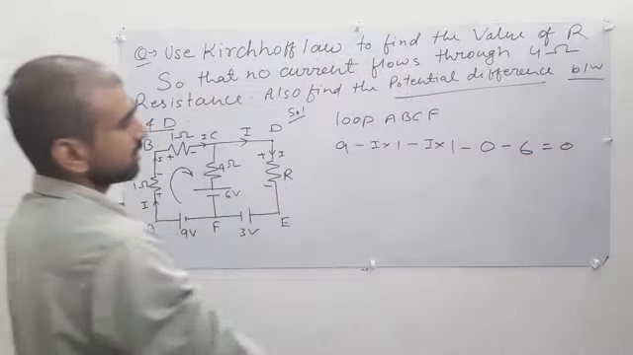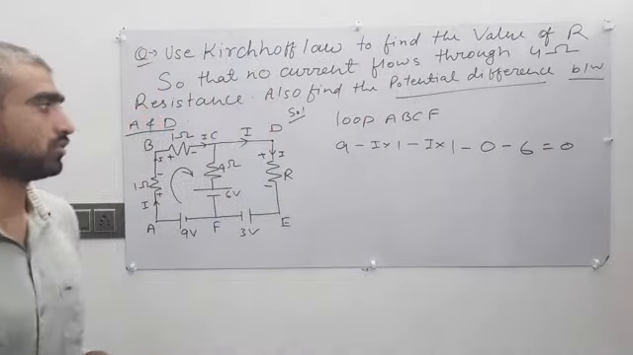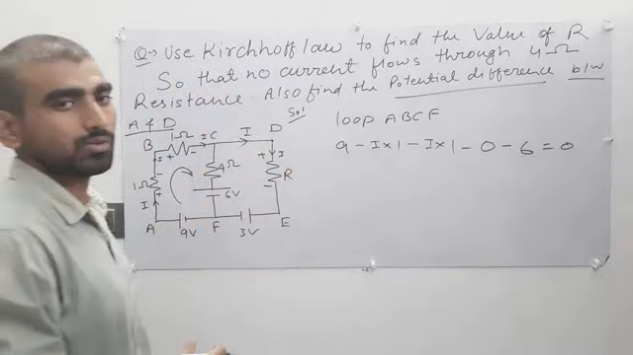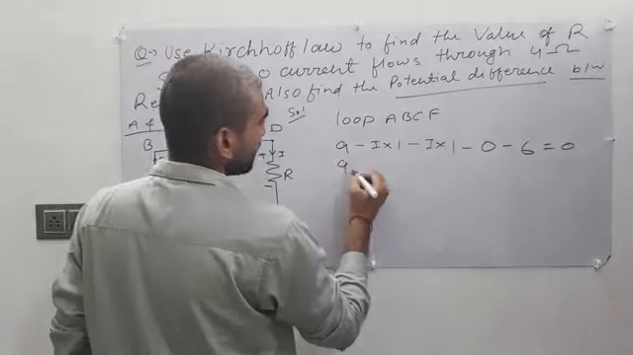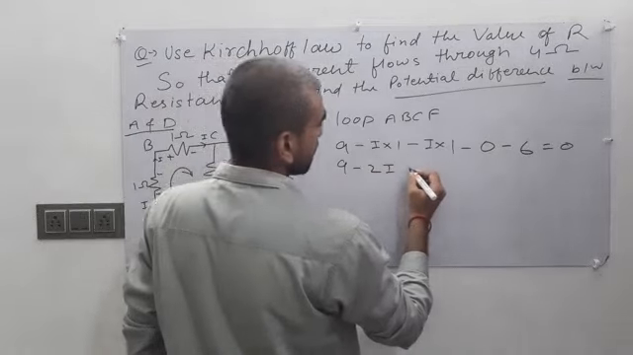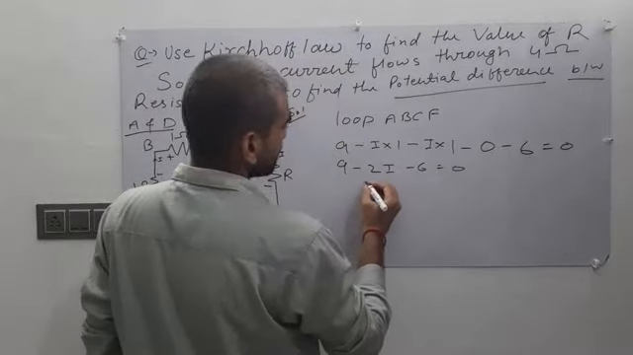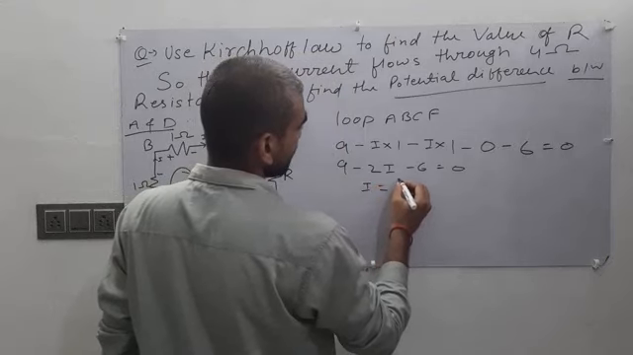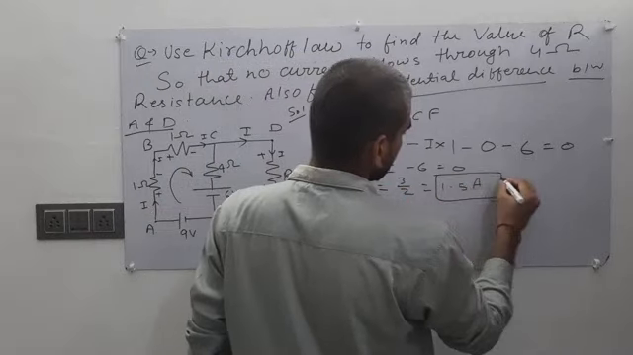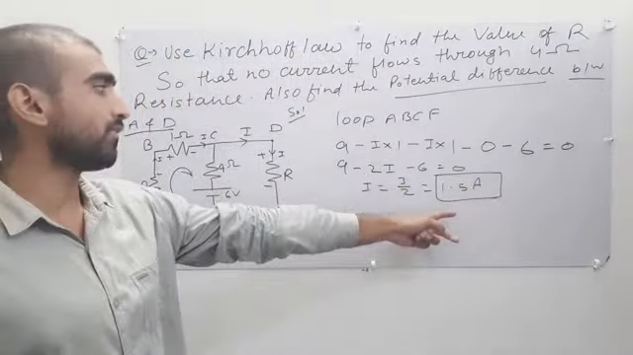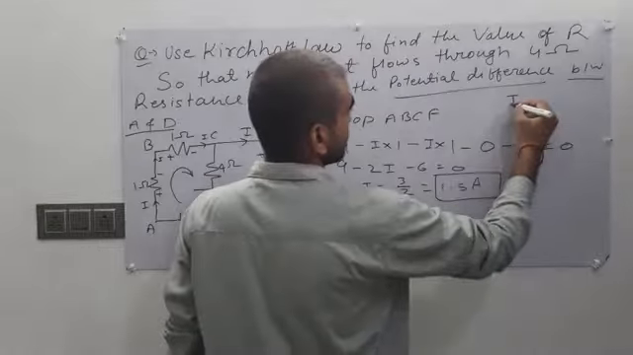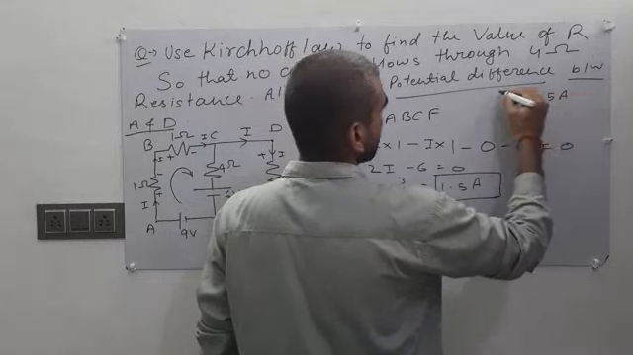This is a way to calculate current from Kirchhoff's rule. Okay, 9 minus 2I minus 6 is equal to 0. That means I equals 3 upon 2, 1.5 ampere. I equals 1.5 ampere.